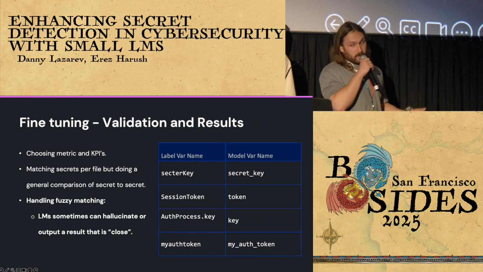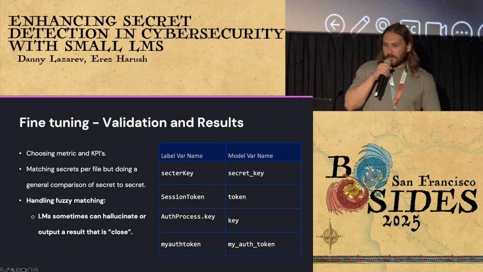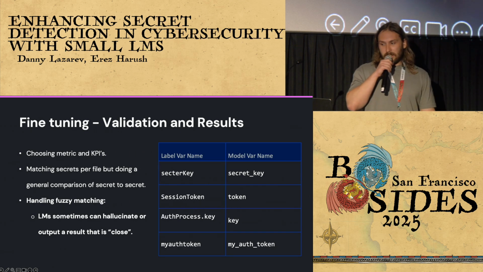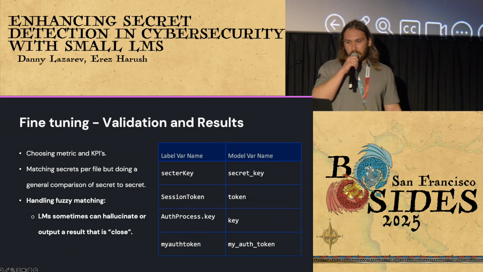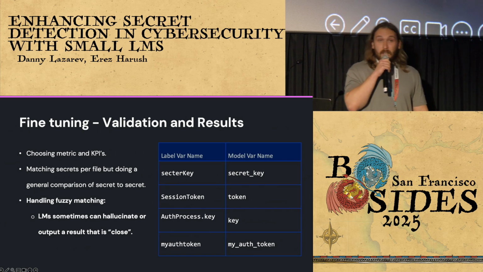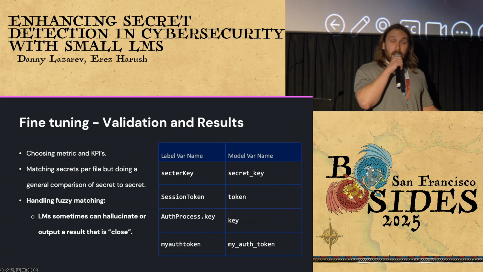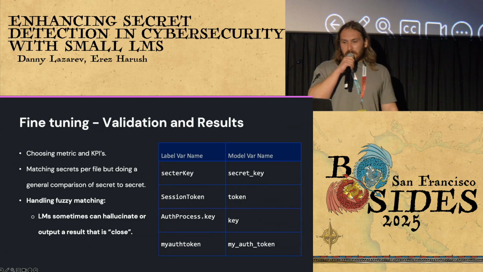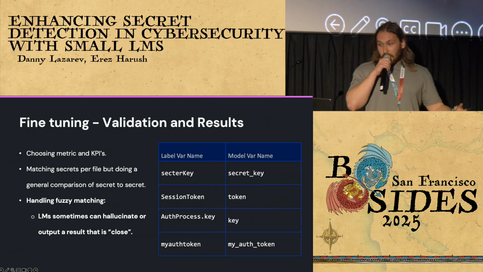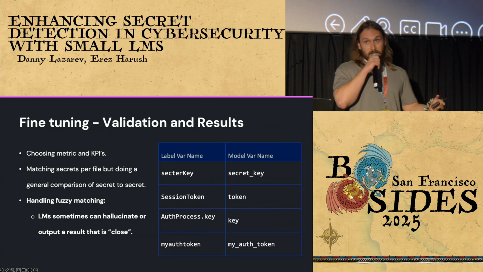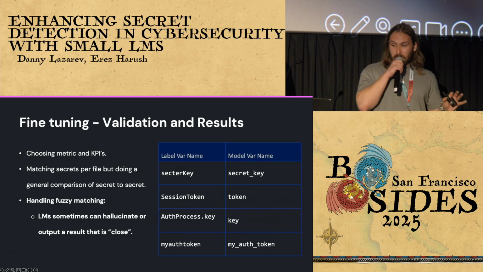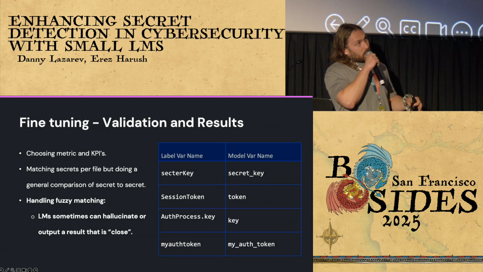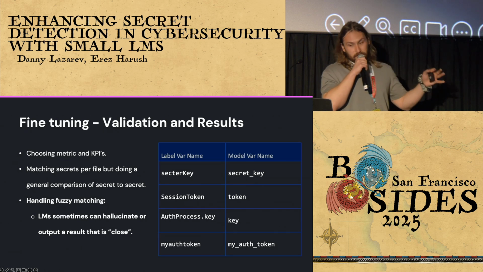Once we got the initial results, we defined KPIs around file-level and secret-level matching. We also had to deal with hallucinations. Sometimes the model outputs results that are not exactly in the input. We provide it with a code file, and it outputs variables that are not there, but close. So we reviewed the results and found patterns in those hallucinations. It's a kind of closed set of hallucinations. That enabled us to build a custom fuzzy mechanism to match secrets and get the true results.